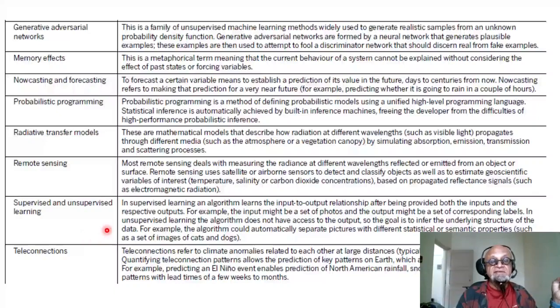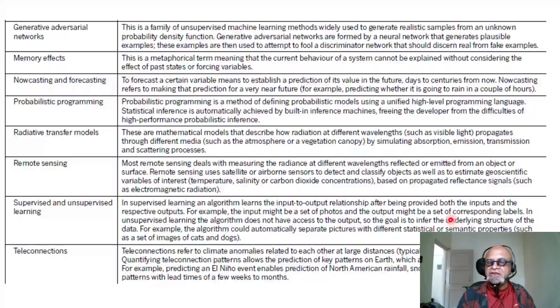Supervised and unsupervised learning, this is worth reading. In supervised learning, an algorithm learns the input to output relationship after being provided both the inputs and the respective outputs. For example, the input might be a set of photos and the output might be a set of corresponding labels.